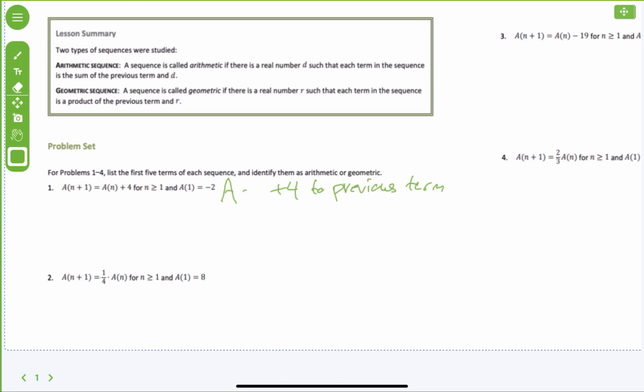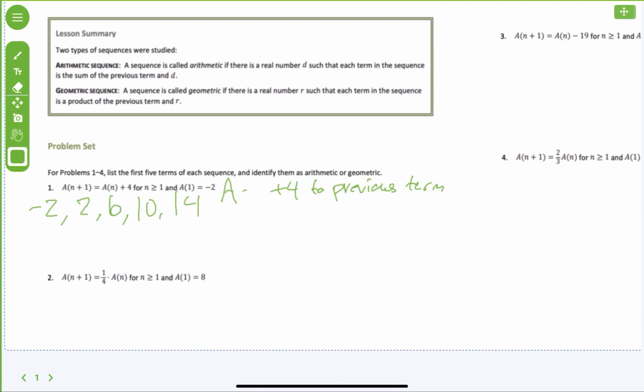Now, A1, which means your first term, is -2. I'm going to use that to get n plus 1, because n is essentially A1. That is -2. Well, n plus 1 is going to be my second term, and I'm going to use my previous term for that. So what is -2 plus 4? What is 2 plus 4? What is 6 plus 4? And what is 10 plus 4? There we go. Does anybody not understand? Everybody got that? All right?